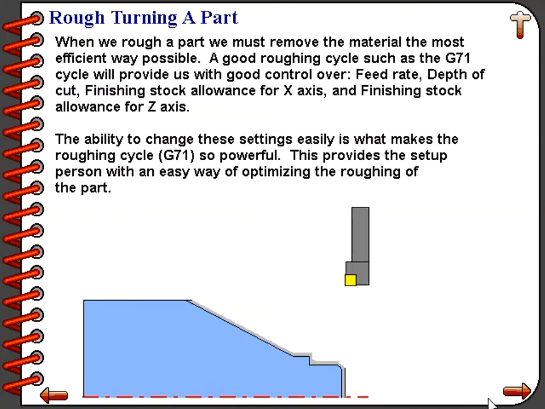If you think about it, when we calculate our depth of cut, feed rate, and so forth, when we're writing the program, we're basing this strictly on theory, although based on practical application. But when the part gets down to the machine and the setup person is setting up the job, he may see things that could be done more efficiently, perhaps by taking a greater depth of cut or even a higher feed rate. This is why the G71 cycle is so powerful. It allows the setup person to make changes like this very easily.